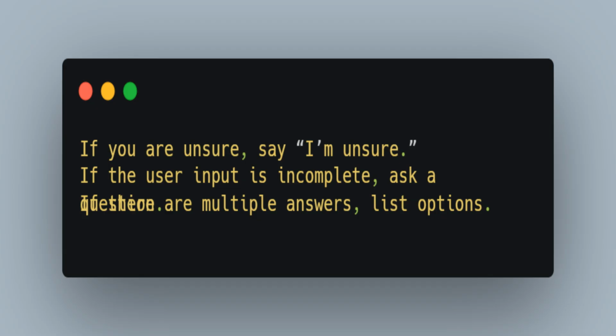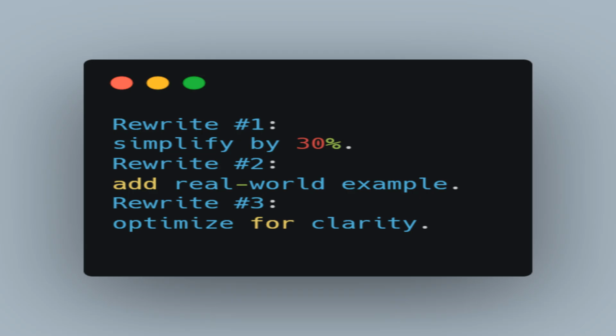And seventh is the iteration loop. The first response is never the final version, right? You're going to rewrite the first one and simplify by 30%. You're going to rewrite two and add a real-world example, and rewrite and optimize for clarity. So you're going to treat the model like a junior engineer, right? And you should have more experience. You don't want to convey that AI has more experience than you do.